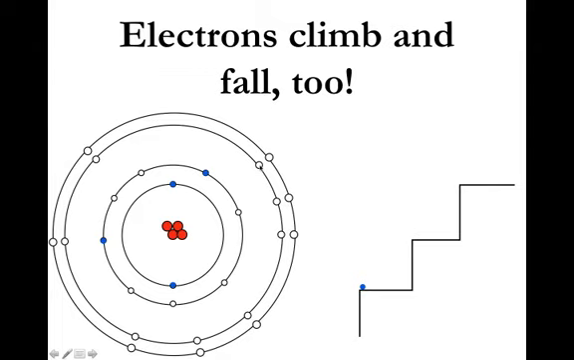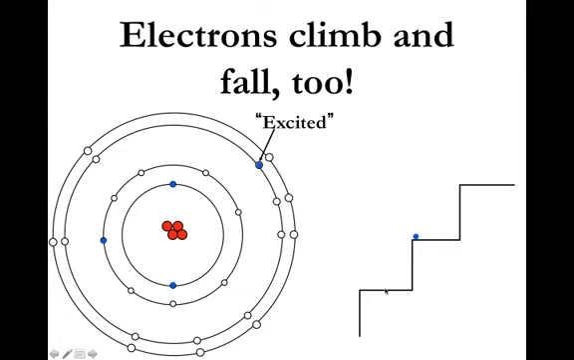But again, it's not going to spend a lot of time in the third shell. It's going to fall back down to its ground state. But first, let's excite the electron. Let's have it go from this step to the next one, or from the second shell to the third shell. There it goes. It's in its excited state. But then almost immediately it falls back down.